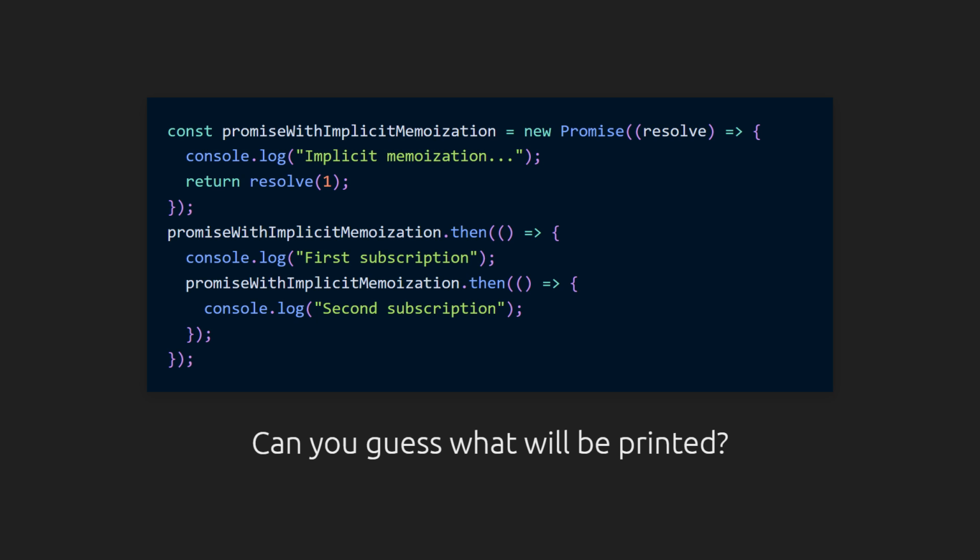Also, the value produced by a promise is implicitly memoized, meaning that when the promise is settled, the internal state of the promise is frozen and can't be changed anymore, whether the promise is fulfilled or rejected. Consequently, if you want to run the same computation again, you'll need to recreate the entire promise from scratch.